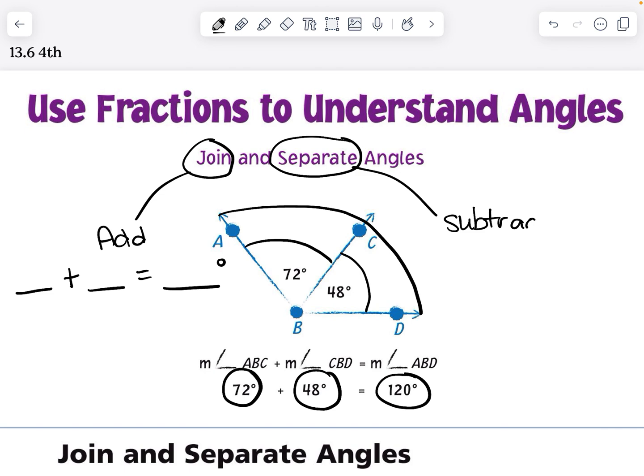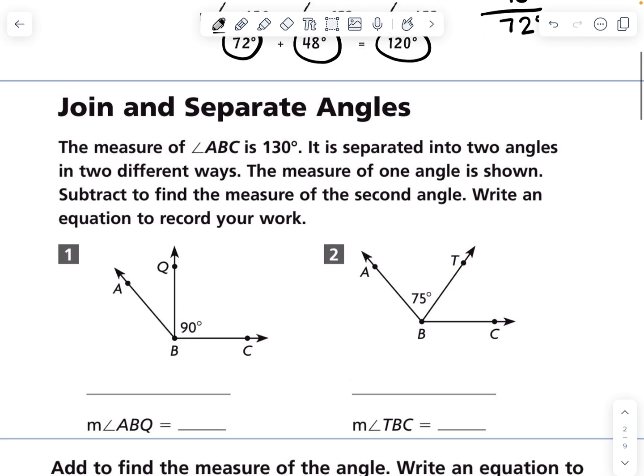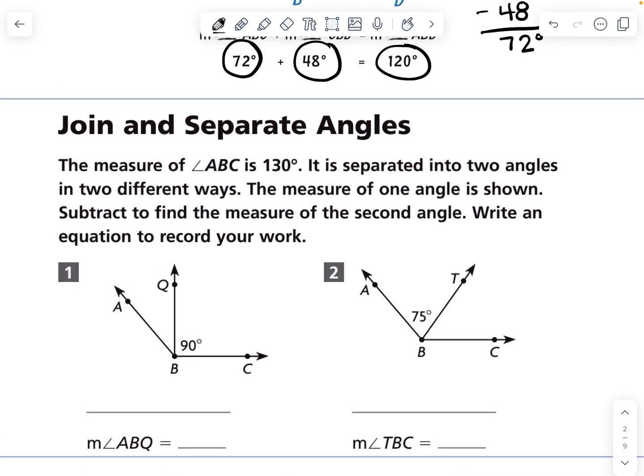If we know that a total number of degrees, say, is 120 degrees, and I know one of the angles is 48 degrees, I'll be able to determine what's left by taking 120 minus 48. 72 degrees remains. We'll look at a couple different angles to join and separate.